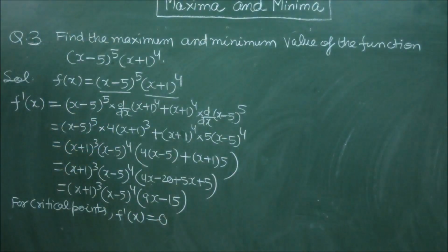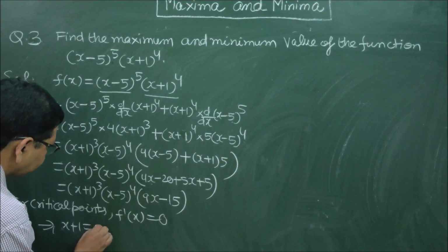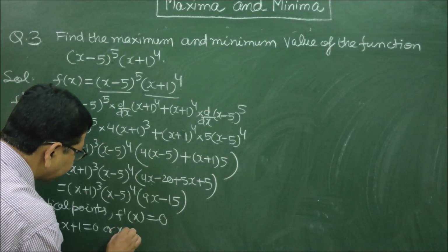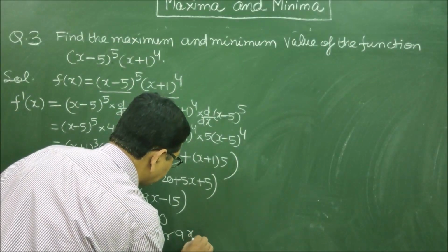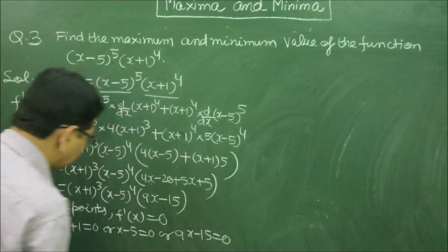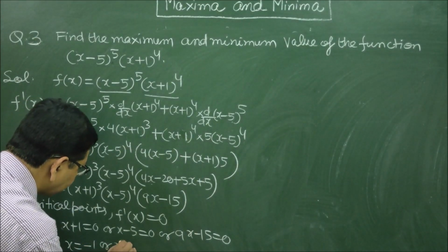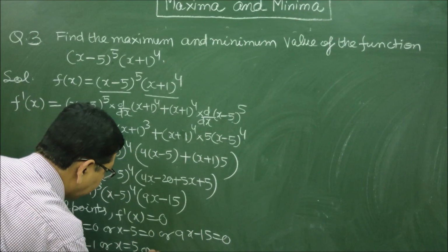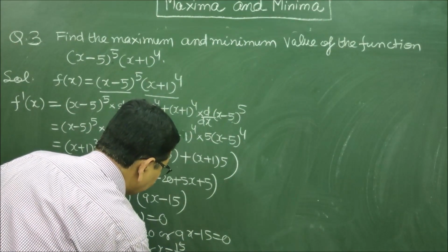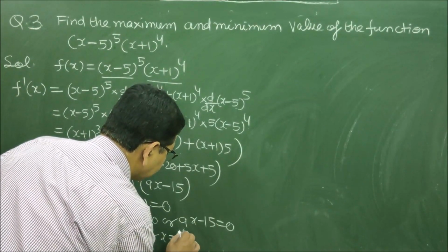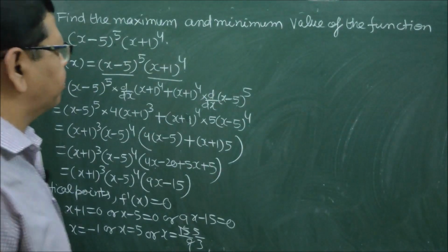So if we put it equal to 0, this implies that x plus 1 is equal to 0, or x minus 5 is equal to 0, or 9x minus 15 is equal to 0, which gives x is equal to minus 1, or x is equal to 5, or x is equal to 15 upon 9, which is equal to 5 upon 3. So these are the turning or critical points.